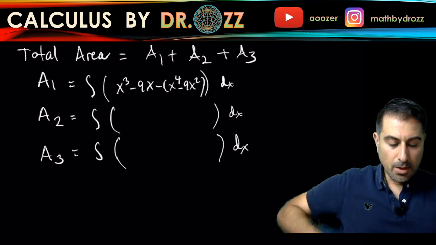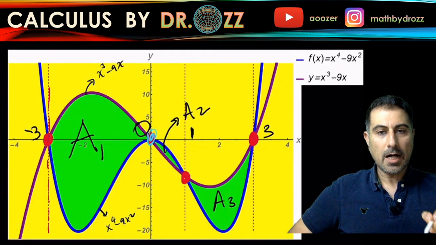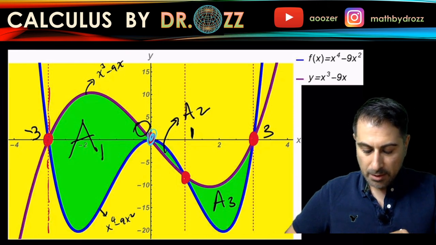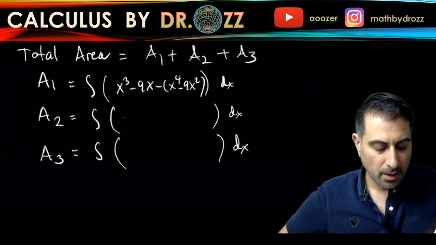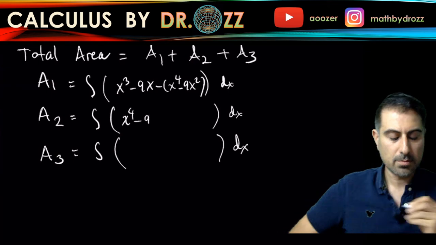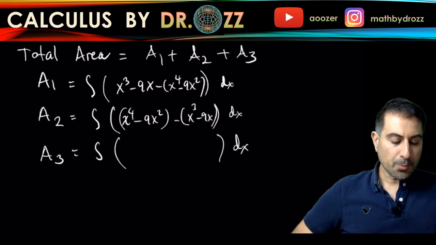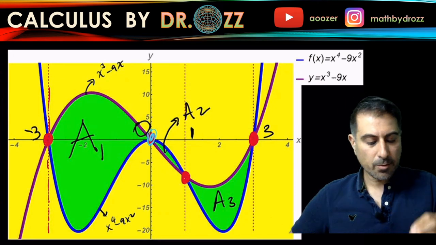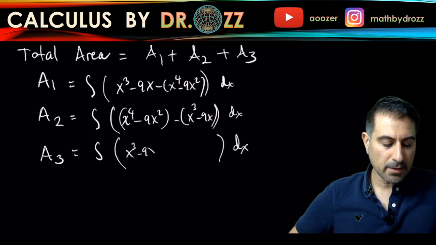So now let's look at A2. For A2, top is the blue curve and the bottom is the purple curve, and purple is cubic and blue is the fourth order. So I'm going to go with fourth order first because that's the top. So here we go, x to the fourth minus 9x squared minus the cubic. All right, good. And then going back to A3, the top is the purple and the bottom is blue. Cubic is first and the fourth order next. Here we go. x cubed minus 9x minus x to the fourth minus 9x squared.